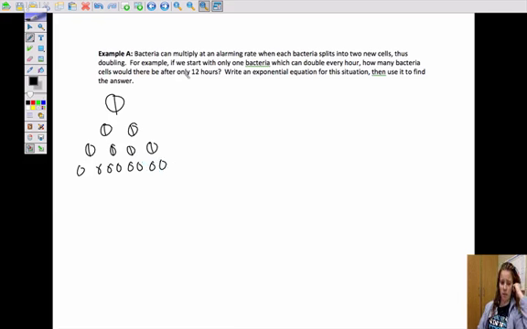So we're asked how many would there be after only 12 hours if it's doubling every hour. We're asked to write an exponential equation for the situation. So we need y equals a, some starting value, times b, some multiplier to the x. All right, well, we're starting with 1 bacteria, so that's y equals 1 times, and then we're doubling each time.